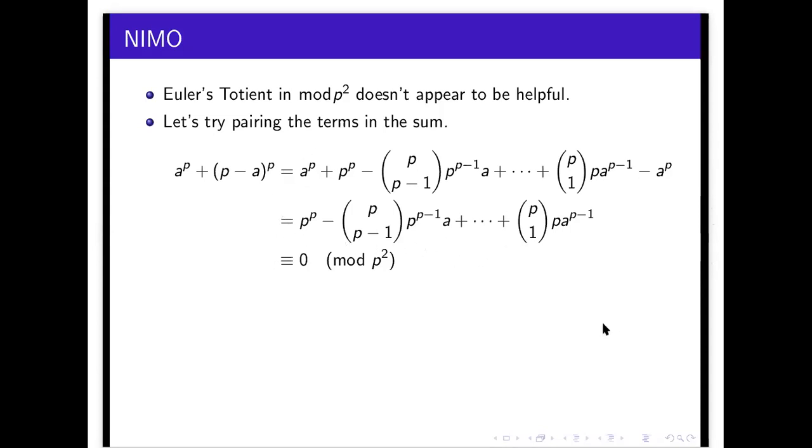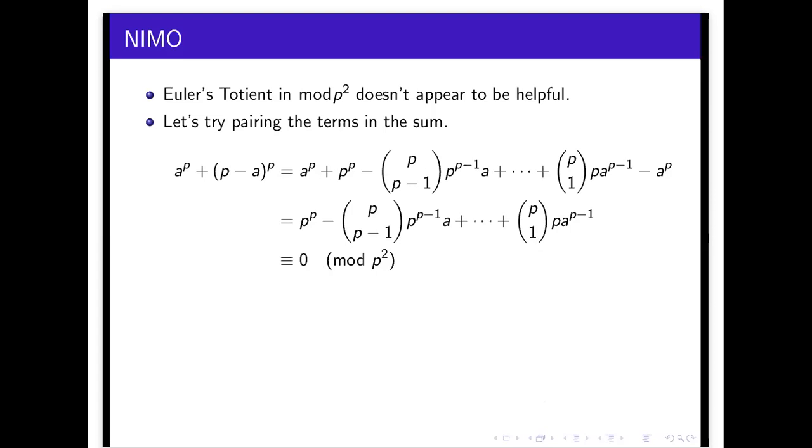And here, every term is divisible by p squared. We can see that for all of these terms, and then note that p choose 1 is p, so it's p times p, which is p squared. So all of these terms have a factor of p squared, so this whole sum is 0 mod p squared.